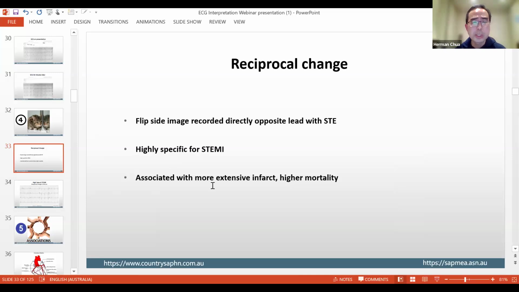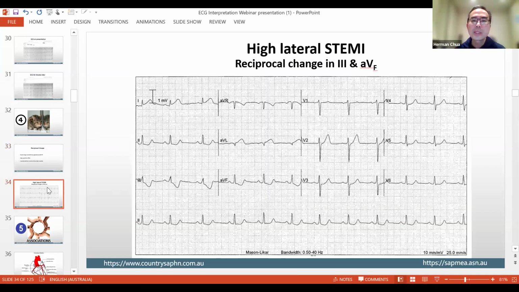And often is associated with more extensive infarct. Let's show you some examples, right? So when you look at this ECG, the thing that jumps out is these T wave inversions and ST segment depression that you can see in leads 3 and AVF, okay? The reason they are like that is because it's reciprocal to lead AVL and lead 1, okay?